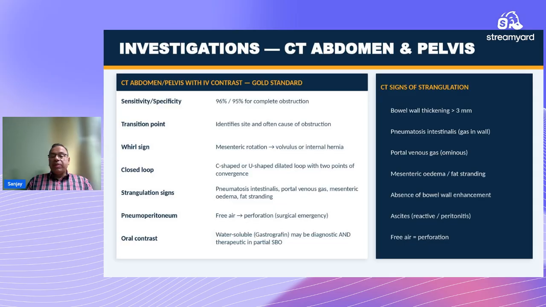Any edema of the mesentery or fat stranding of the mesentery is another sign of ischemic necrosis. Absence of bowel wall enhancement on CT is another important sign suggesting necrosis. Presence of ascites, which may be reactive or due to peritonitis. So, any presence of free fluid within the peritoneal cavity may suggest perforation. And obviously, pneumoperitoneum or free air in the peritoneum is not a good sign in intestinal obstruction. This would suggest a perforation of the bowel wall.